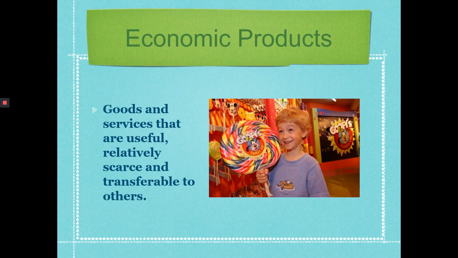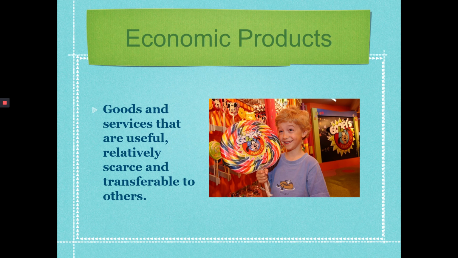Okay, to start off, let's look at what an economic product is. It says an economic product is a good and service that is useful, relatively scarce, and transferable from one person to another. Okay, so let's break down this term. Most economic terms, if you can break down each part, you can understand the definition fully. Okay, so we have goods and services we're going to look at in a second. It has to be useful, means it has to serve a purpose. We know that everything is scarce because of the limited resources that we have and unlimited wants. And it has to be transferable from one person to another.